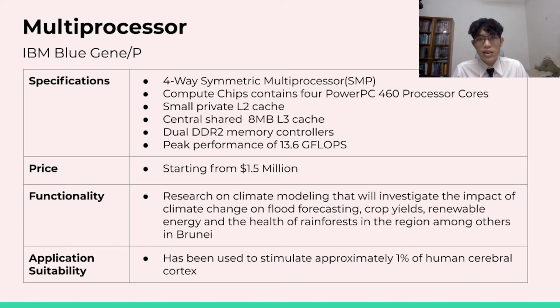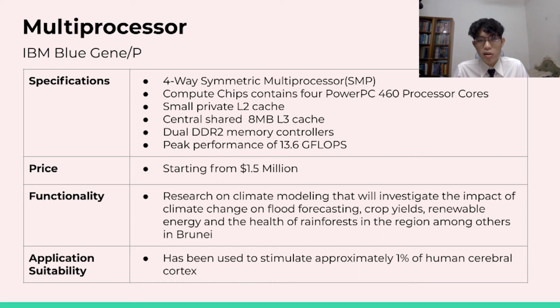The Blue Gene P is an evolution from the previous model, which is the Blue Gene L. The Blue Gene P compute chips consist of small private L2 caches, a central shared 8MB L3 cache, and lastly a dual DDR2 memory controller. Furthermore, it also has twice the bandwidth of the Blue Gene L.